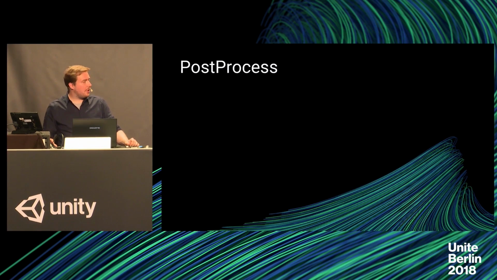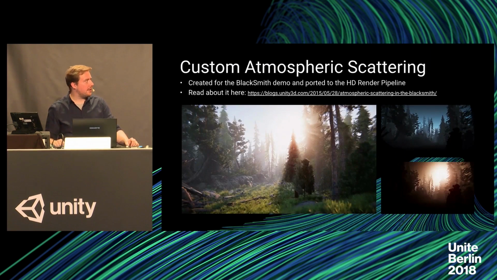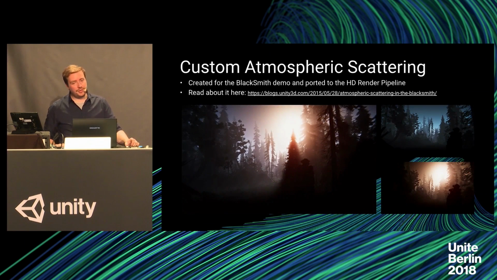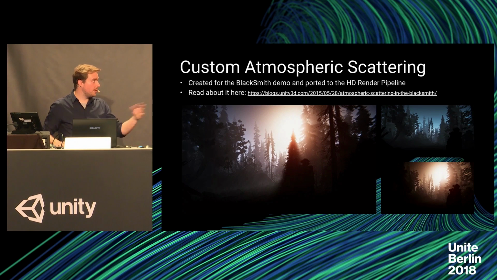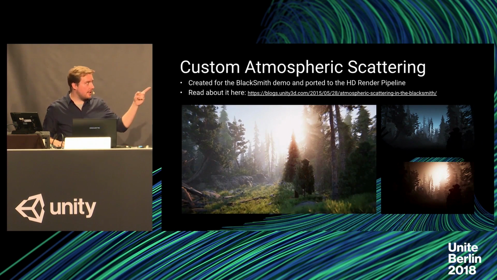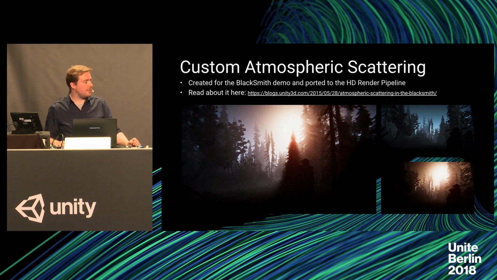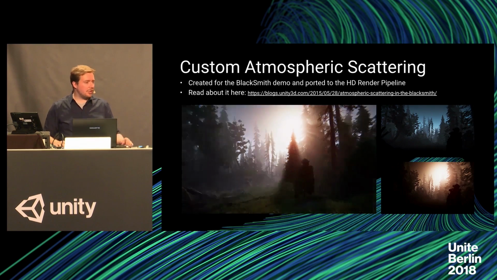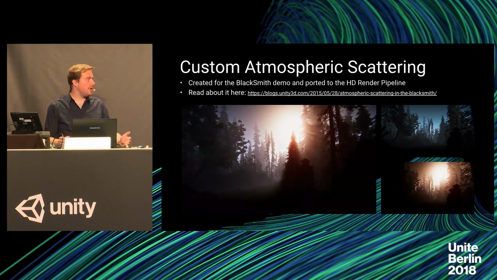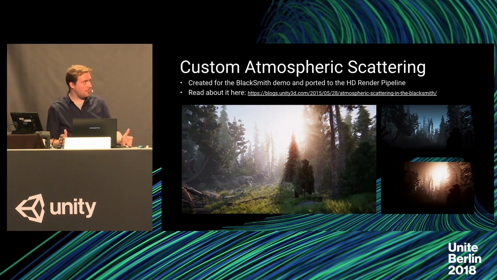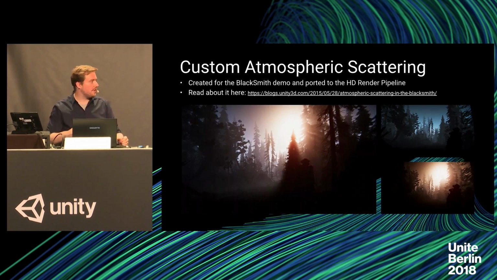For the post-process, we are using some built-in Unity solutions like the post-process stack, but we also use some custom ones. One of them is the atmospheric scattering. That's a solution that already existed in the Blacksmith demo previously, and we ported it to HD render pipeline. There is a link there if you want to see more information about it. An atmospheric scattering solution is being developed for HD render pipeline, but it was just not ready at the time we were working on this demo. So that's why we use this solution.